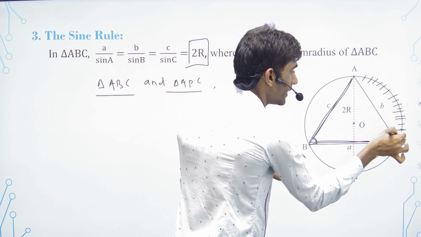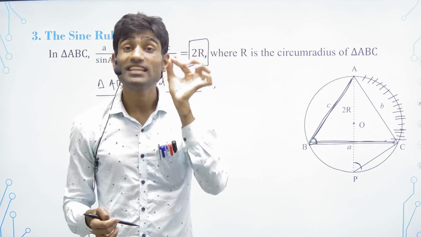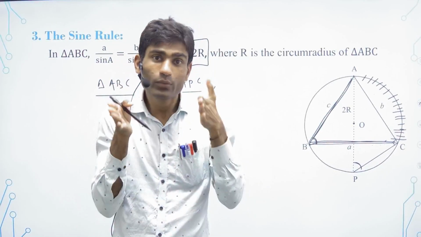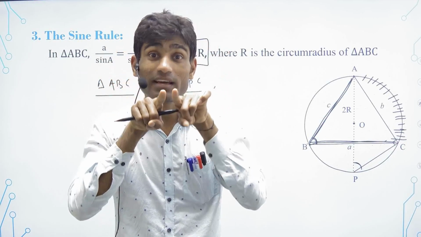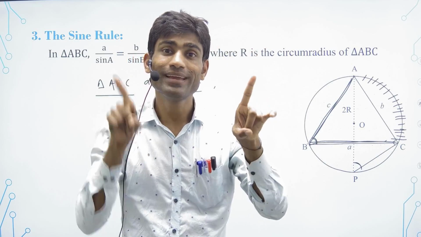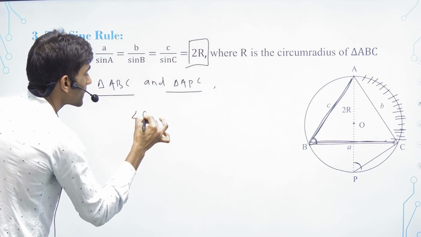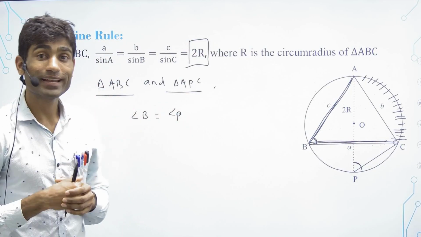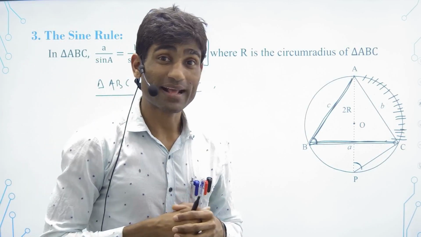That means these two angles are inscribed angles for our two triangles, and whenever we get two inscribed angles in a circle on the same arc, these two angles are equal. That means angle B and angle P are equal. Understood how we get angle B and angle P equal? Because these are inscribed angles, and inscribed angles on the same arc are always equal.